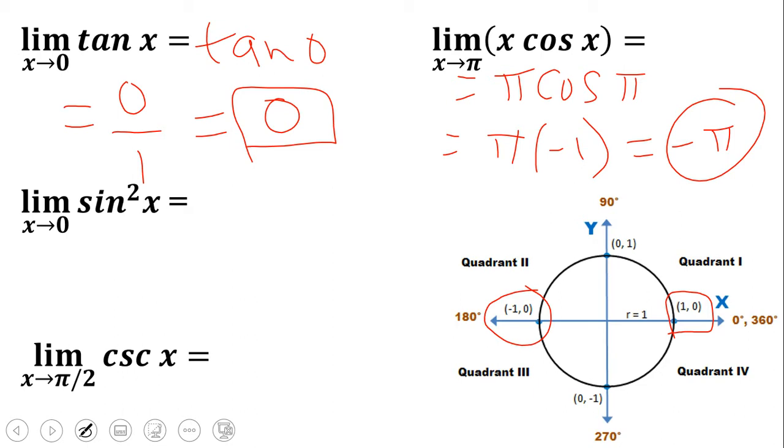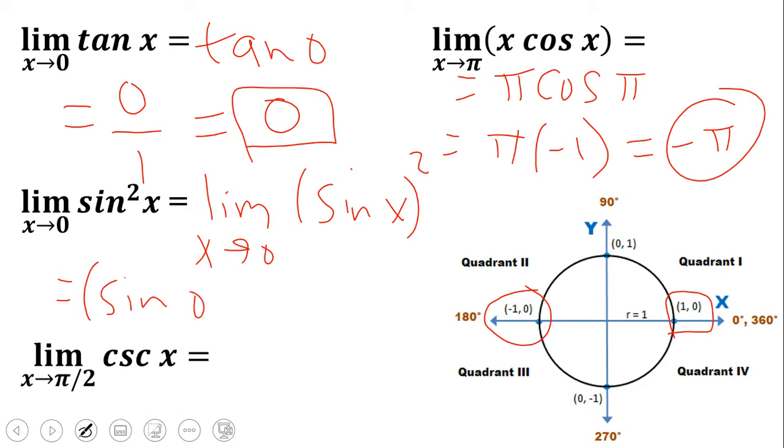So the limit as x goes to 0 of the sine squared of x, the first thing I want you to realize is that this is really saying the limit as x goes to 0 of the sine of x, squared. That's what sine squared of x actually means. So again, you're going to go ahead and try to see if you can just plug in 0. So the sine of 0, squared. In order to find the sine of 0, you would again go back to where 0 degrees is located, or 0 radians, same thing.